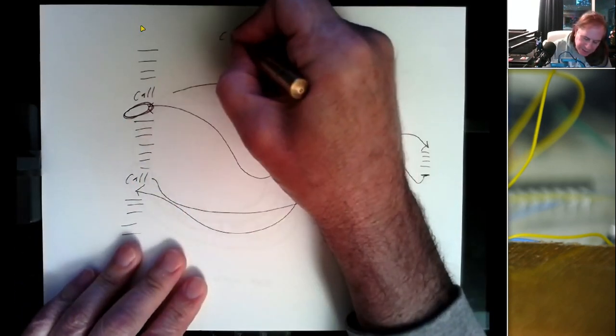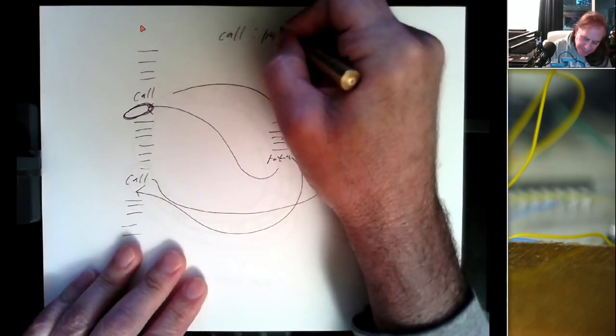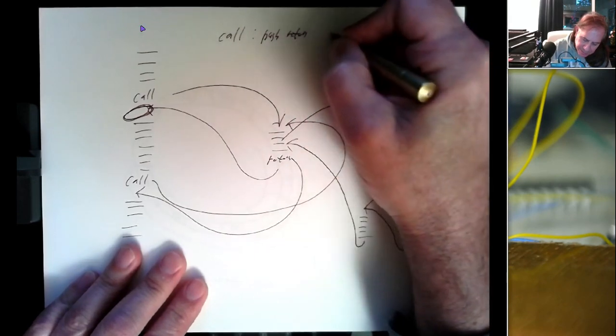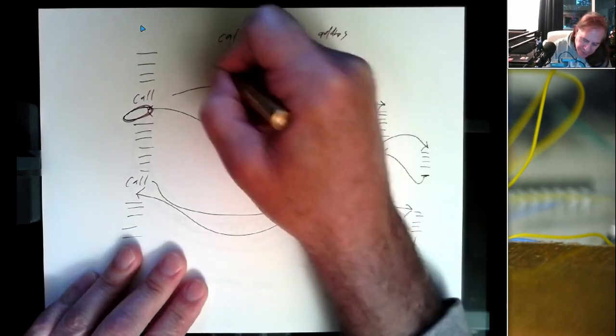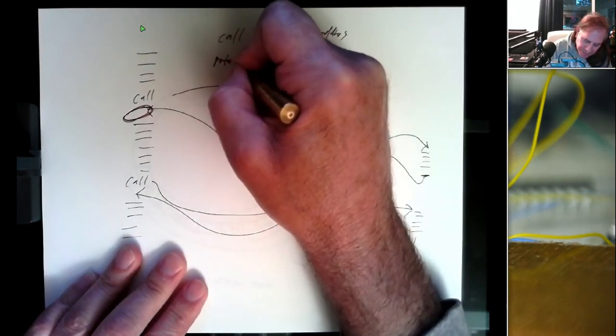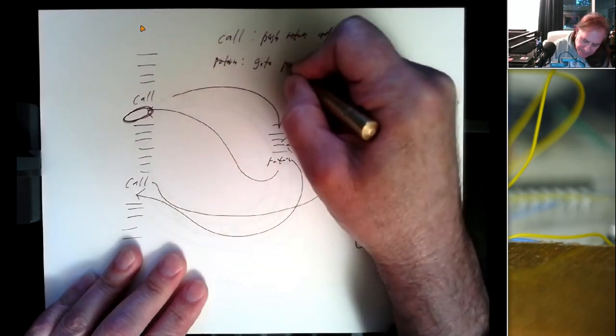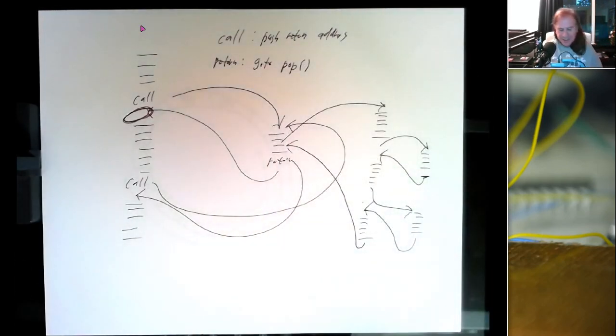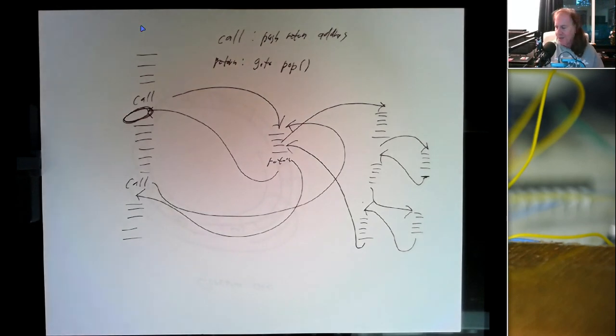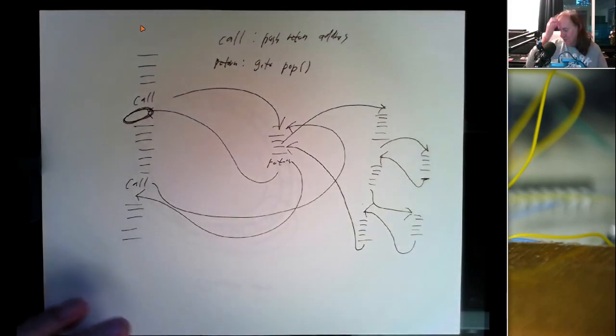So when you make a call, you push the return address. And when we say return, we basically go to whatever address is at the top of the stack. We pop that off. So you can play around with that on paper and try to get an idea for how the stack is used to record these return addresses.